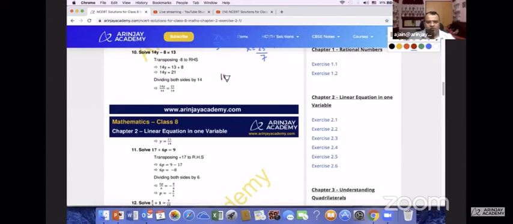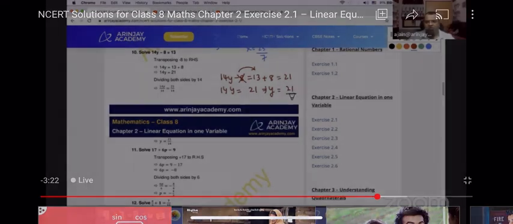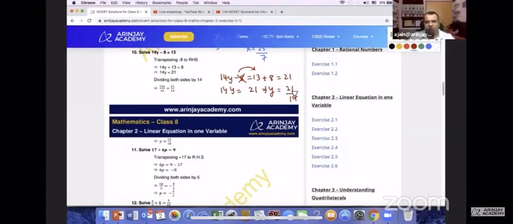Now let's look at the next question. 14y minus 8 is equal to 13. Moving the digit to the other side, you will have 13 plus 8, which is 21. And what will be the value of y? 14y is equal to 21, which means y will be equal to 21 divided by 14. Both of these can be divided by 7. So 7 times 2 is 14, 7 times 3 is 21. In other words, the value of y will be equal to 3 upon 2.